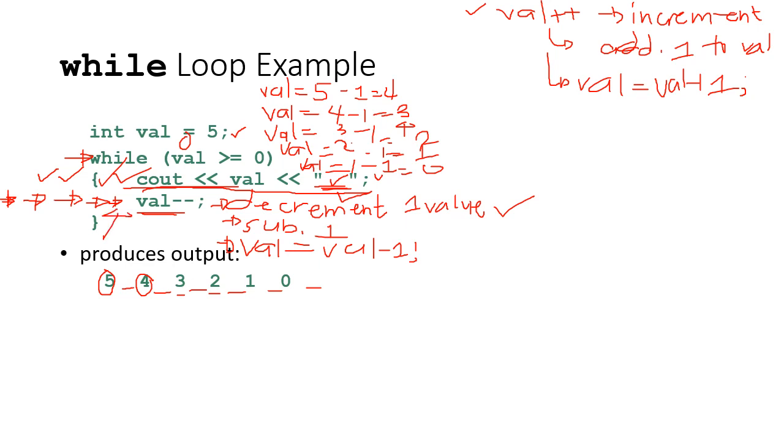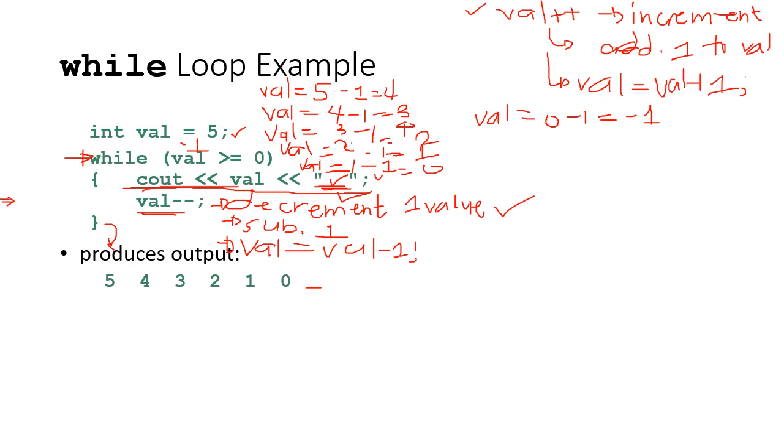So the current value of our val is 0. So you have val is equal to 0 minus 1, which is equal to negative 1. Now, the current value of our val is negative 1. So is negative 1 greater than or equal to 0? That's false, right? Because it's less than 0. That's the time it will go outside the loop. It will not display negative 1 anymore, because it's false. So, as you can see, this will be the output of our loop here.